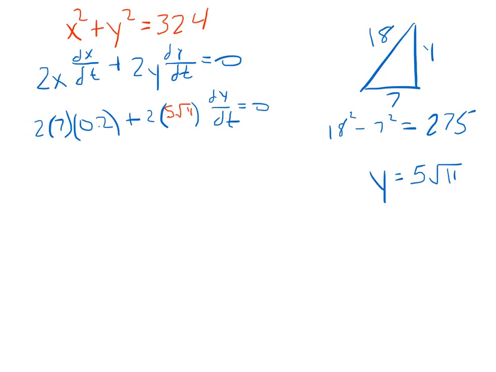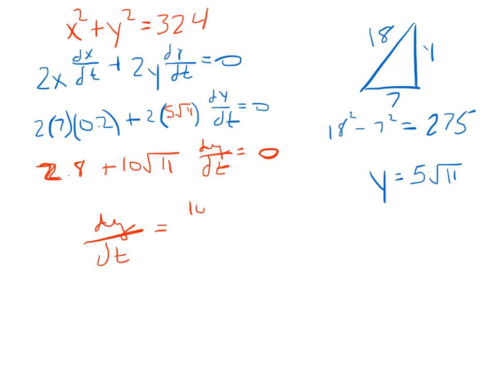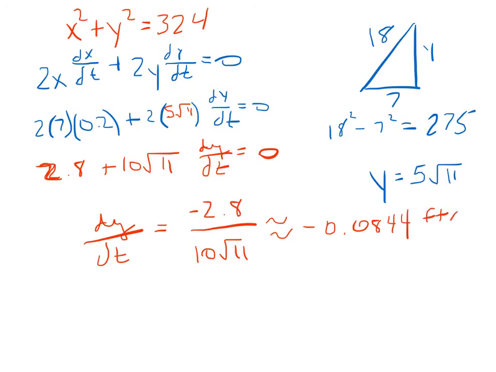Just doing a little bit of simplification, this is 2.8, that's a 2, plus 10 square root 11 dy/dt equals 0. And then solving for dy/dt would give me 10 square root 11. Nope, I'm sorry, that's not going to be right. We'll have negative 2.8 divided by 10 square root of 11, which is approximately negative 0.0844.